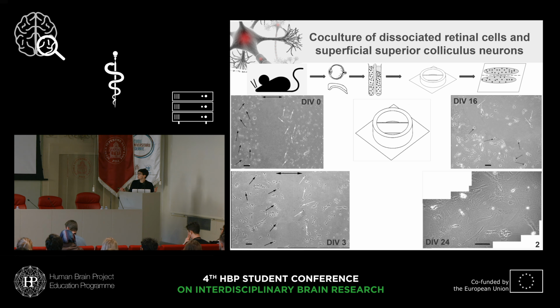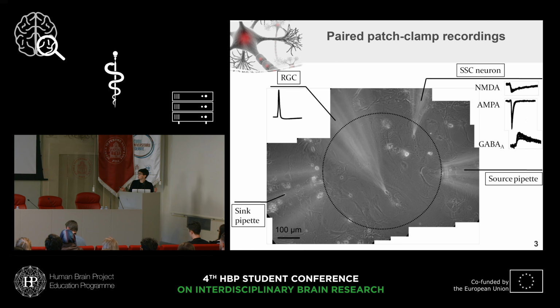Here are microphotographs of the co-culture at a certain day in vitro. The black arrows indicate retinal ganglion cells, white arrows indicate superficial superior colliculus neurons. Two-way arrows point to the boundary between cell populations, and the scale marker corresponds to 100 microns.